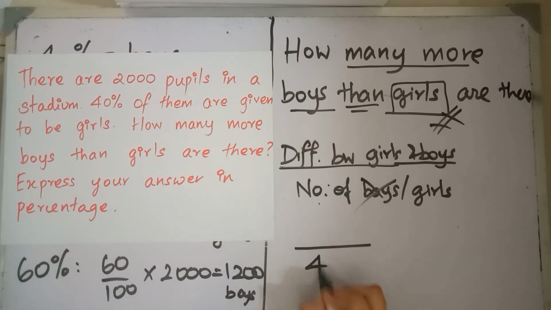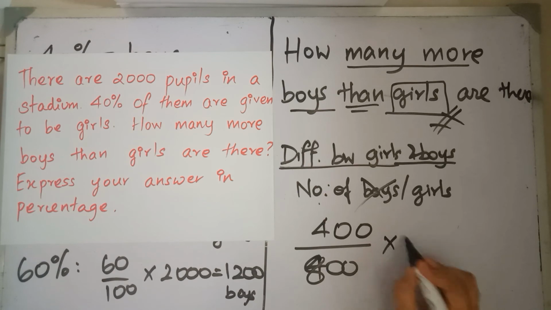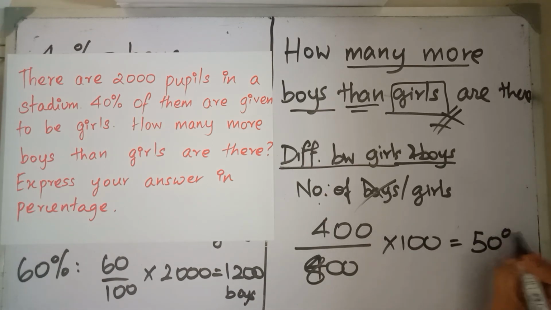Number of girls is 800, and the difference is 400. So this will give 50%.